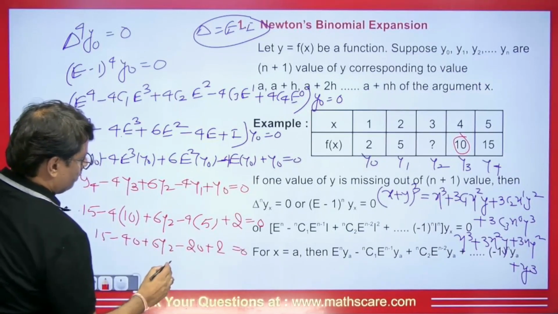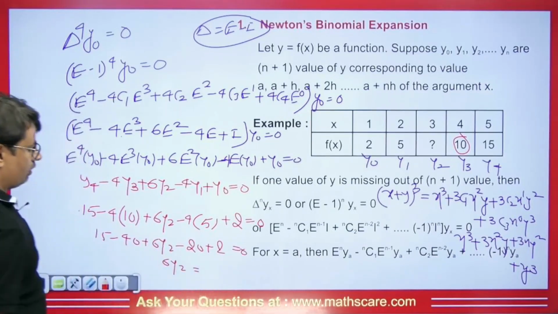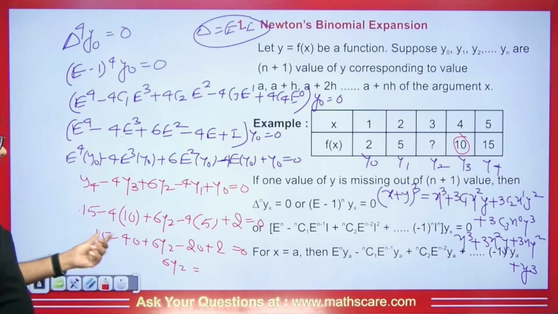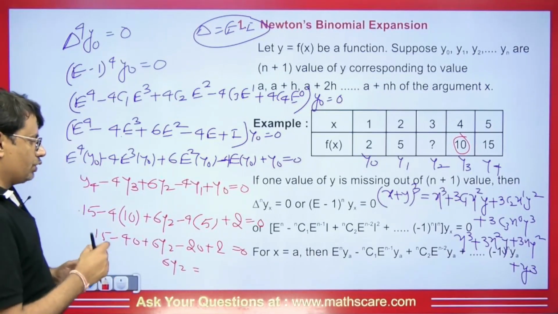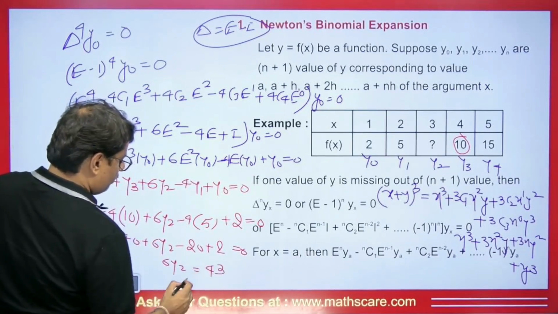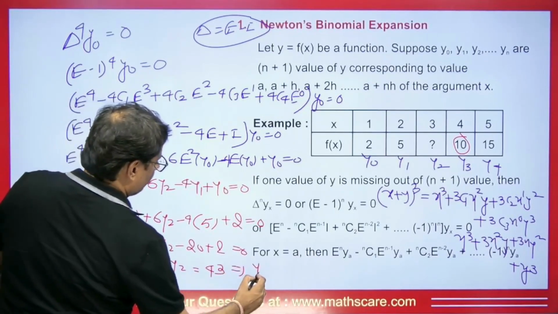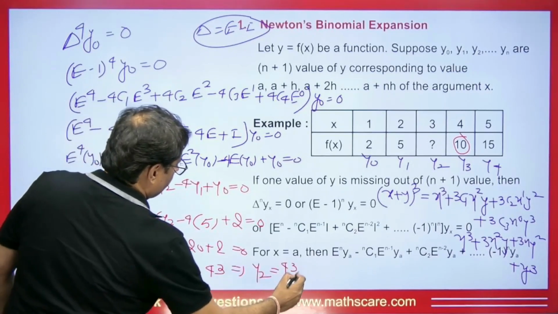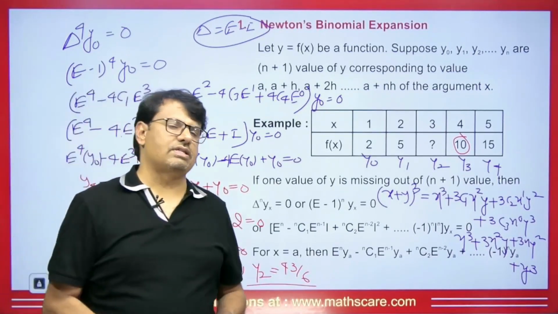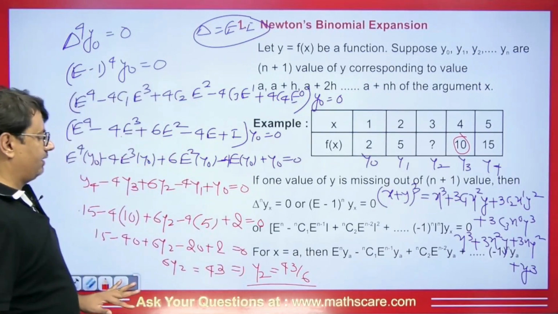So this will give us 6y2 is equal to, okay students, minus 20 minus 40 minus 60 minus 15, then minus 45 minus 2. So students, minus 43. So we will take 43 here, meaning y2's value would be 43 upon 6. So this is what we have here. This will be the answer. So this way we can solve these types of questions very easily.